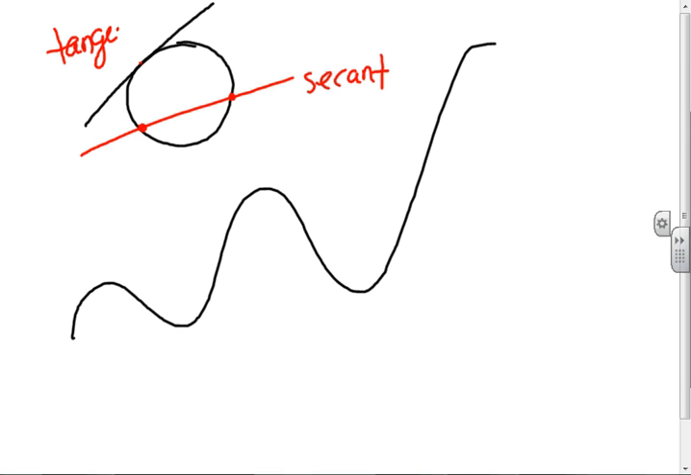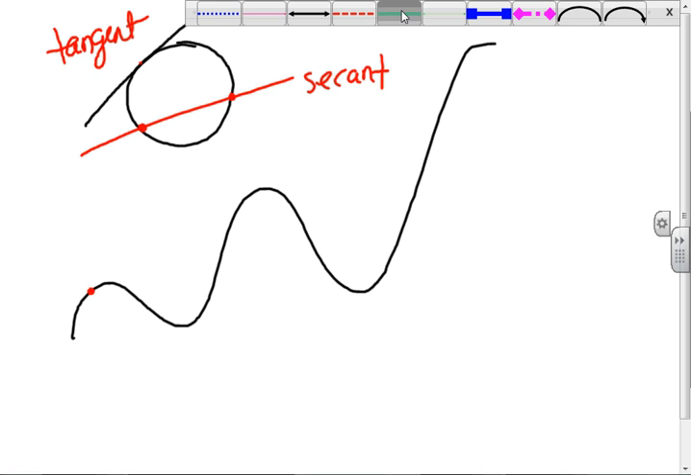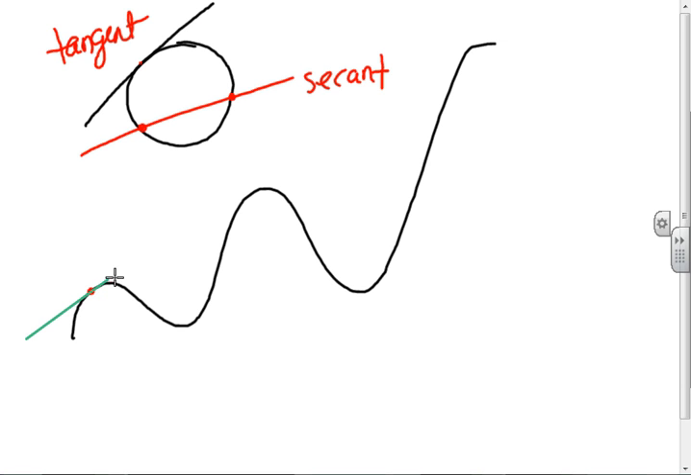But is it possible for the tangent line to actually intersect my graph in another place? So I'm going to draw this tangent line right here. Is it possible? Yeah. Even if I slide it a little bit, I can make this. Whoa. What happened there? Must have let go.